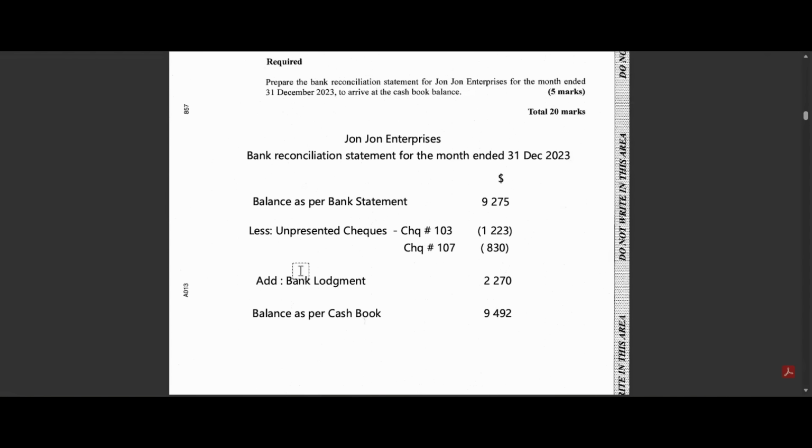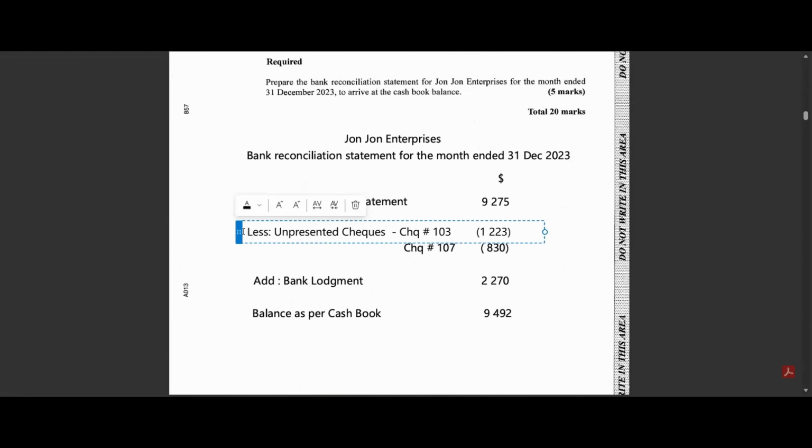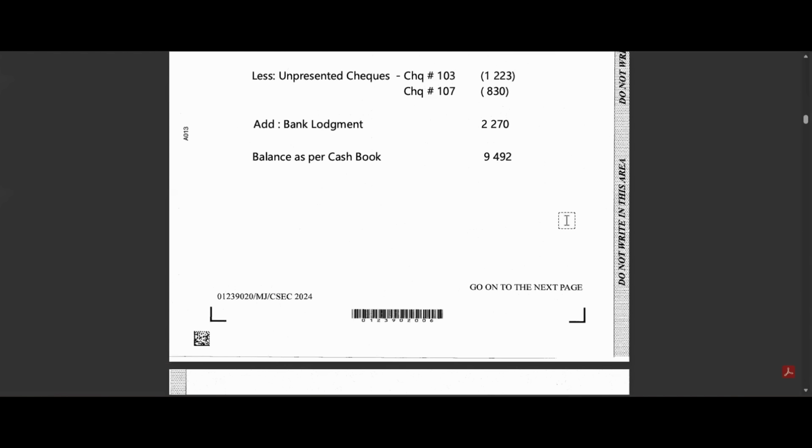Now be very careful. If a question asks you to begin with the balance as per cash book, then you simply add the unpresented checks less the lodgement. But in this case, since you are asked to start the bank reconciliation statement with the balance as per bank statement, we simply subtract the unpresented checks and add the lodgements. There you go, guys. Good job. Right, time for us to move on to the other part of the question.